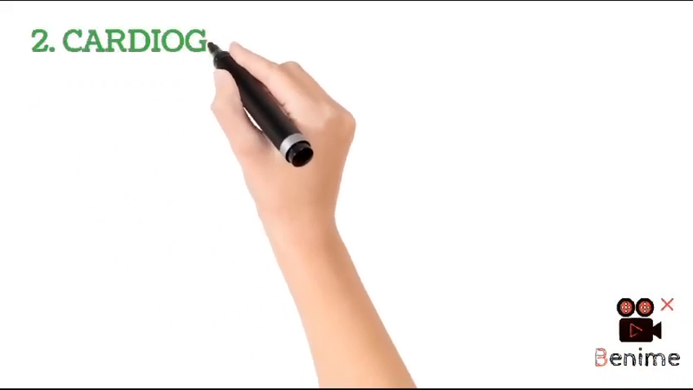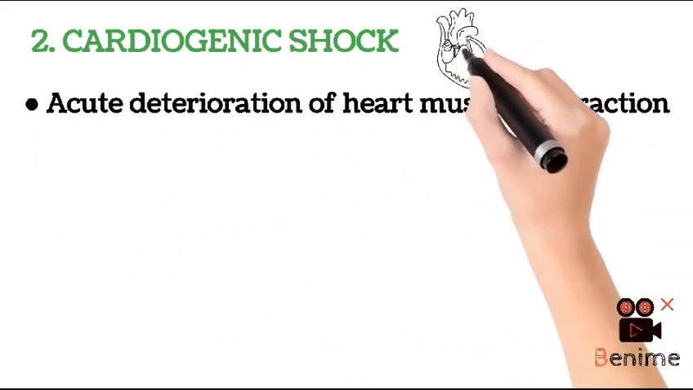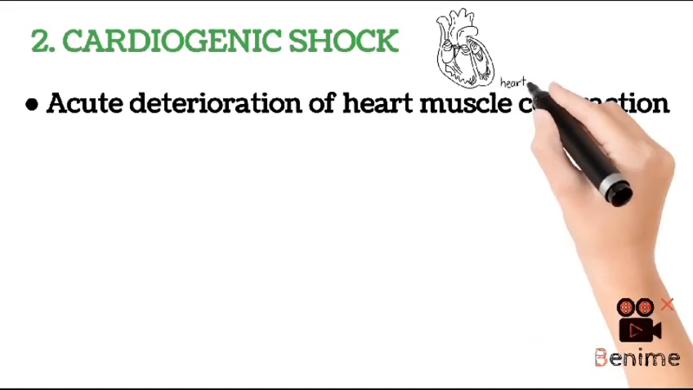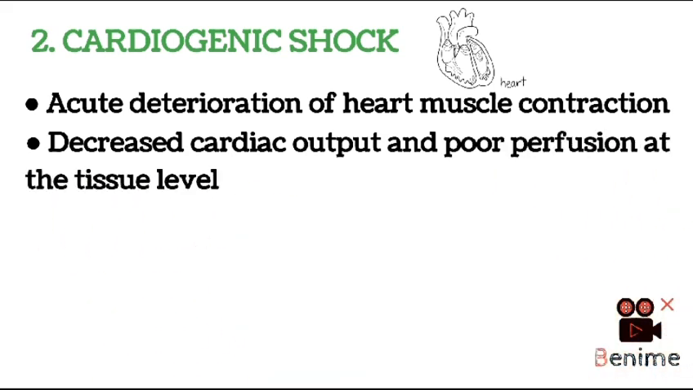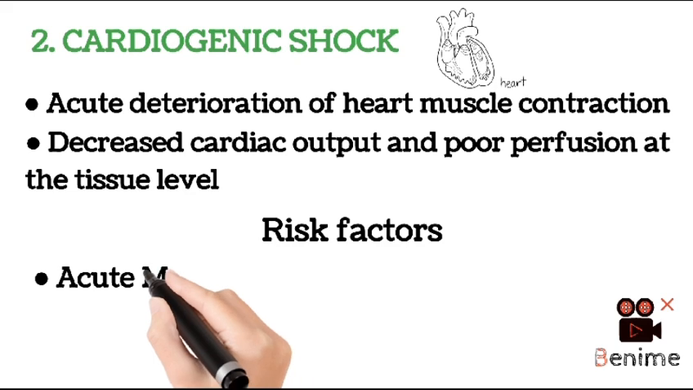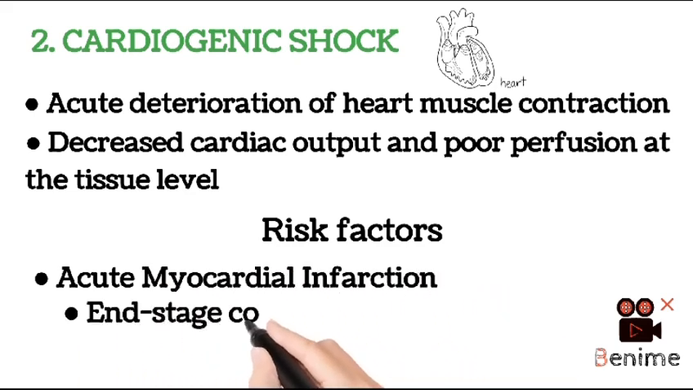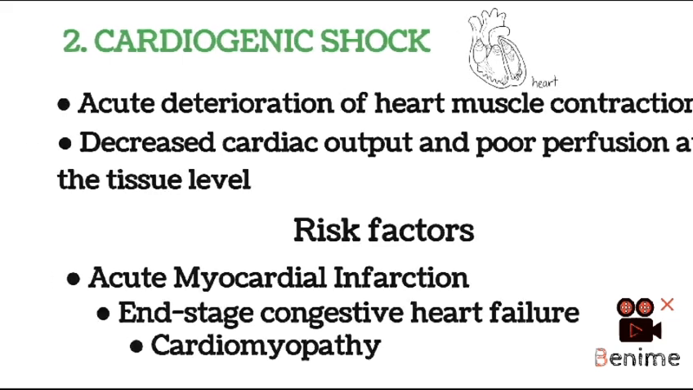2. Cardiogenic shock. Acute deterioration of heart muscle contraction. In cardiogenic shock, the heart is the barrier. We got volume but heart cannot pump it. It results in decreased cardiac output and poor perfusion at the tissue level. Risk factors: acute myocardial infarction, end-stage congestive heart failure, and cardiomyopathy.